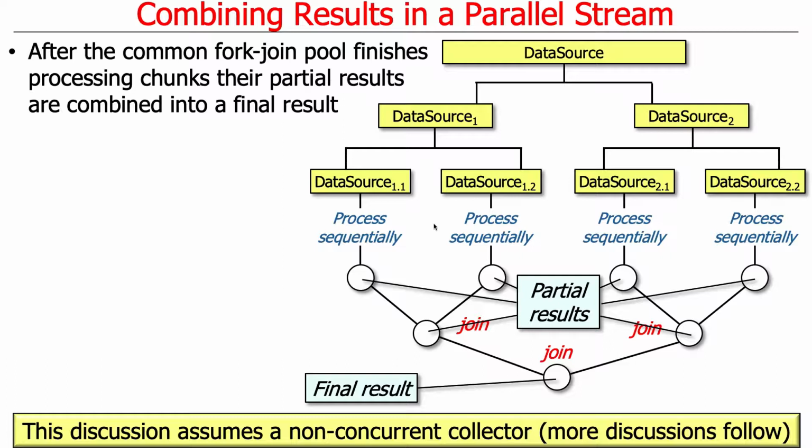As the common fork join pool finishes processing chunks in the ways we just talked about, these partial results are then joined together to provide a single final result, but it's done in a piecewise manner depending on what kind of collector you use. For this discussion, we're going to assume we're using a so-called non-concurrent collector. I'll talk about concurrent collectors later. As these partial results get completed, they are joined together successively, hopefully successfully too, to produce a single final result.